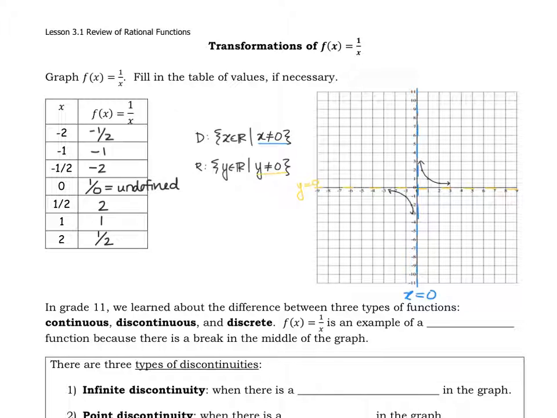So if you remember, back in grade 11, we learned about the difference between 3 types of functions. They were continuous, discontinuous, and discrete. F of x is an example of what we call a discontinuous function right here, because it has some kind of break in the middle of the graph.